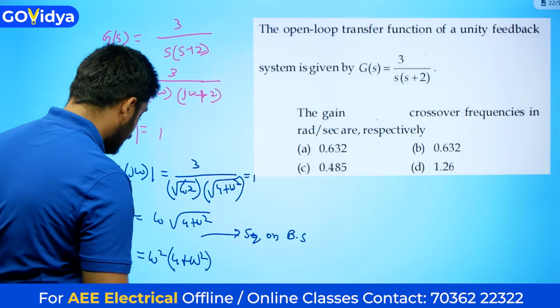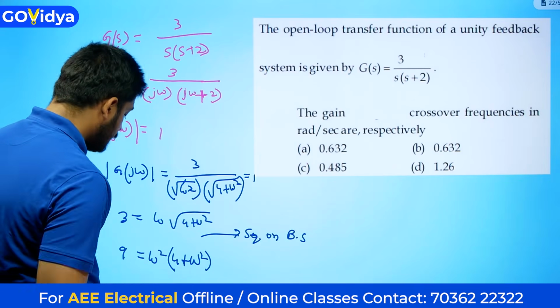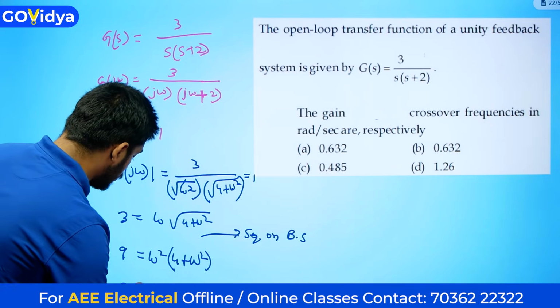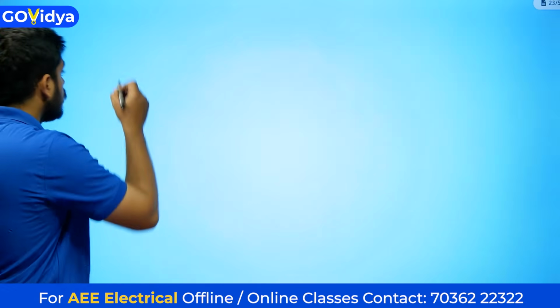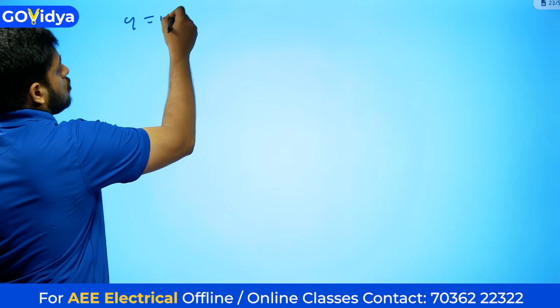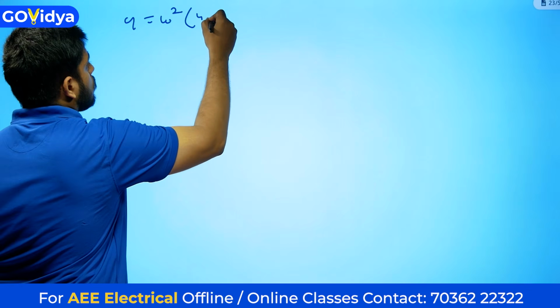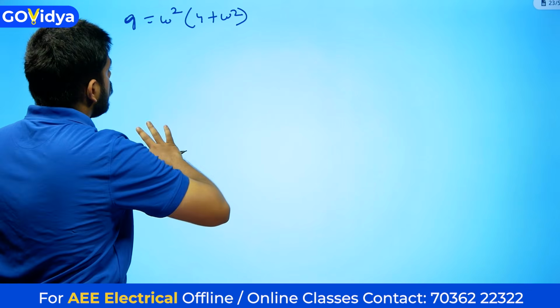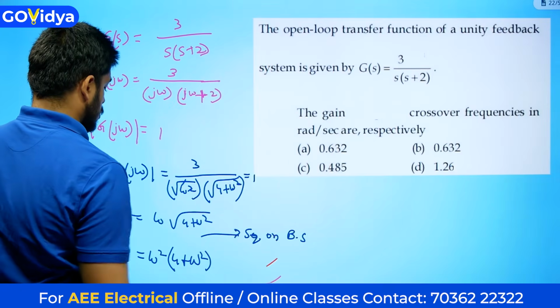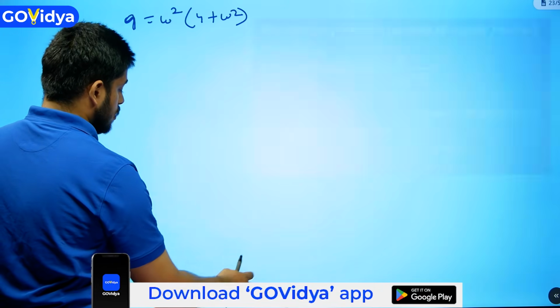Okay, till this it is fine. Now let us multiply them. 9 is equal to omega square into 4 plus omega square. Okay, again square, 4 plus omega square, right option.